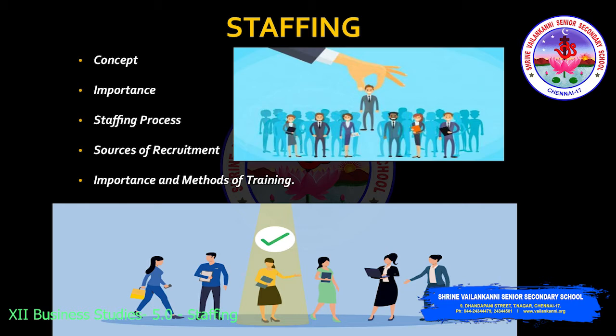In this video, we will be talking about the concept and importance. In the coming videos, we will be discussing the staffing process, sources of recruitment, importance and methods of training. As you can see in the picture, a hand is picking up a person. So it is choosing the right person for the right job. This is called staffing.